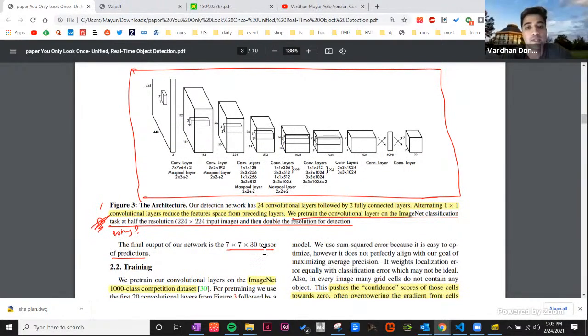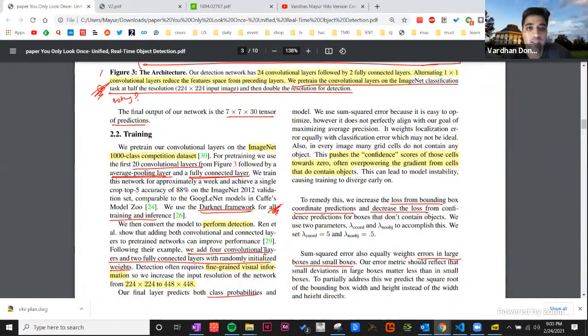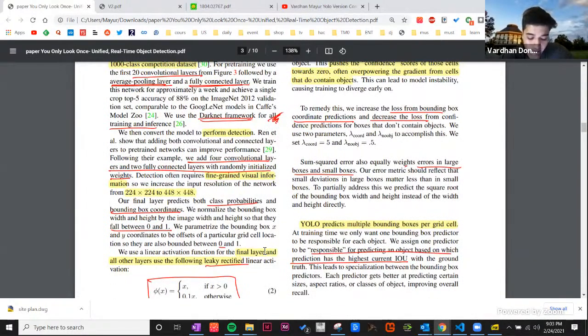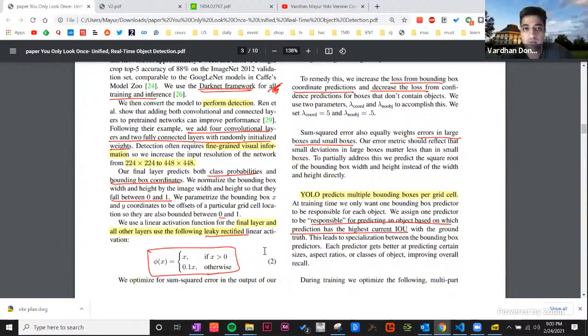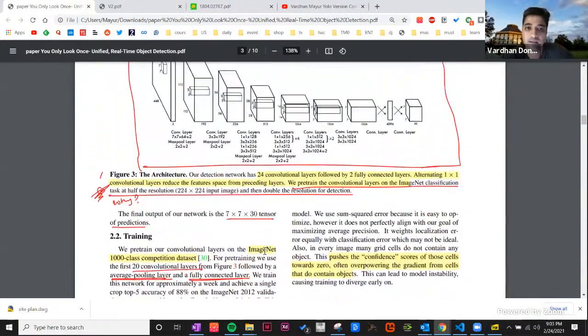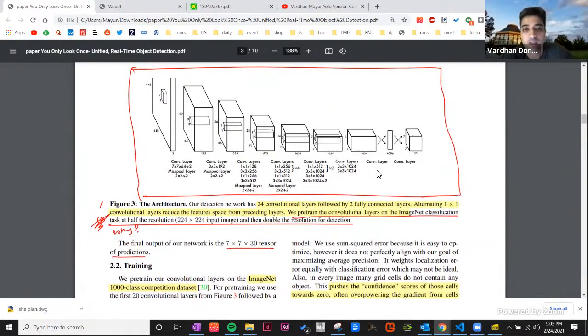Yeah, that's right. So basically the architecture is somewhat based on GoogleNet, and they have removed the inception layers from it. So mainly, as you said, there are 24 convolutional layers followed by 2 fully connected layers. Apart from taking out the inception layers, this is very similar to GoogleNet.